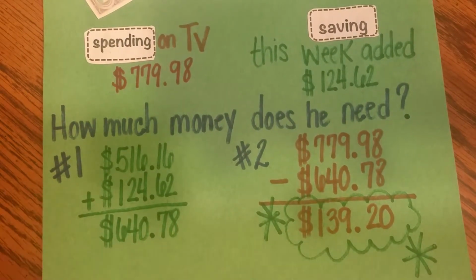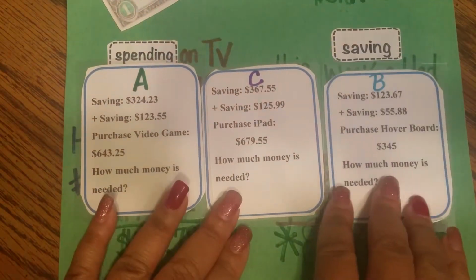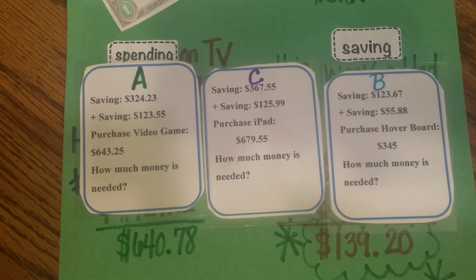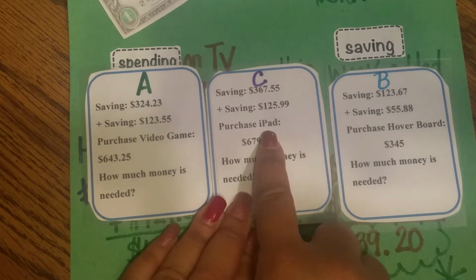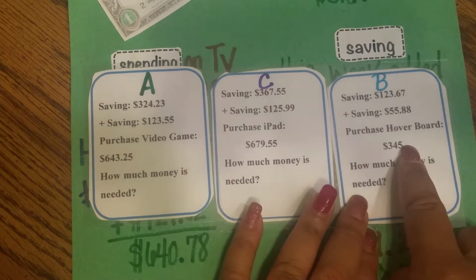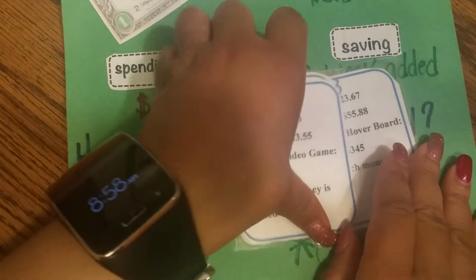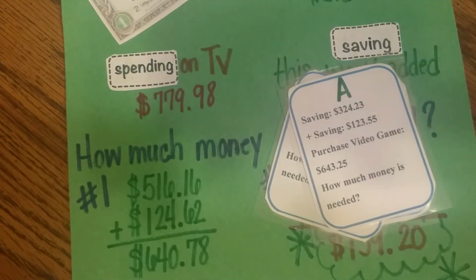So what you're going to do, you have 3 cards, and you're going to find out how much money these people need in order to get a video game, an iPad, and a hoverboard. So go ahead and pause the video, you should already be in your groups, and get started. And I'll see you in a minute with the answers.